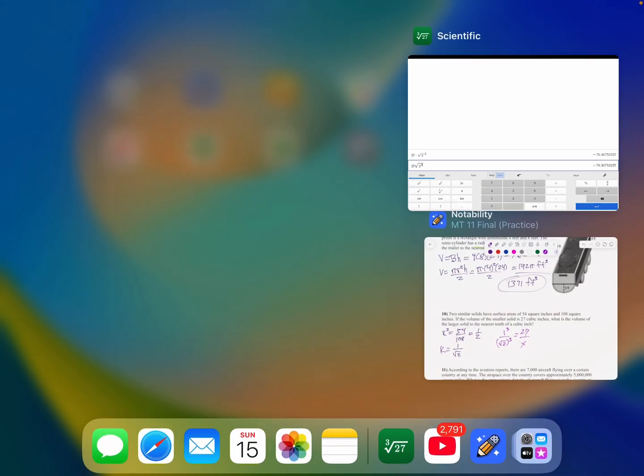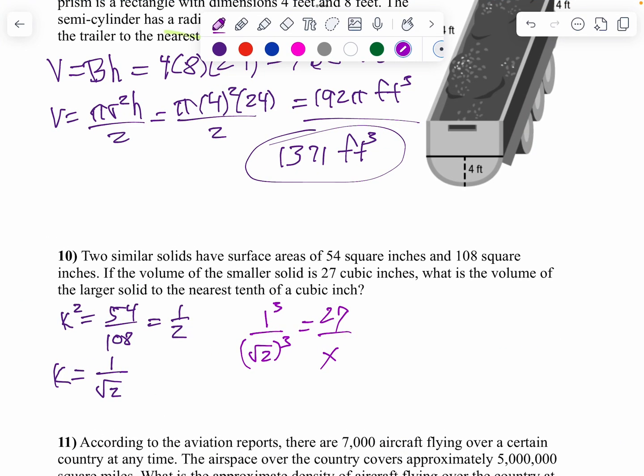76.4 rounded to the nearest tenth. Is that what they said? Yeah. So 76.4 cubic inches. I don't know why I wrote C. I was going to write it out. I was going to write inches to the third power. And there we have it.